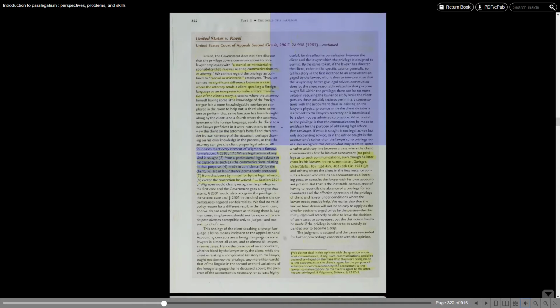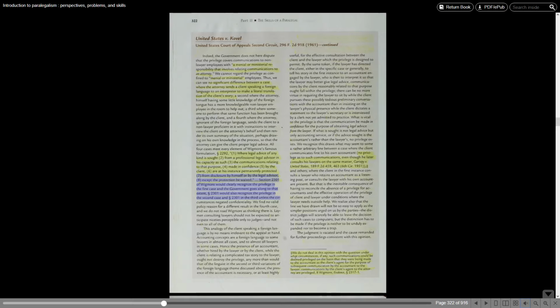All four cases meet every element of Wigmore's famous formulation, 2292. 1. Where legal advice of any kind is sought, 2. from a professional legal advisor in his capacity as such, 3. the communications relating to that purpose, 4. made in confidence, 5. by the client, 6. are at his instance permanently protected, 7. from disclosure by himself or by the legal advisor, 8. except the protection be waived.